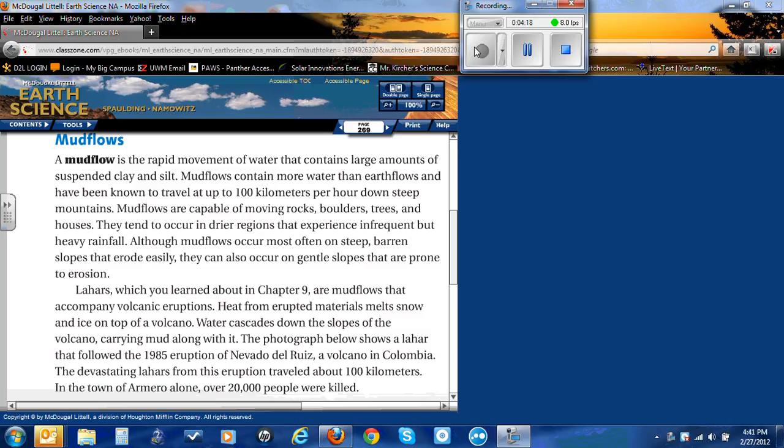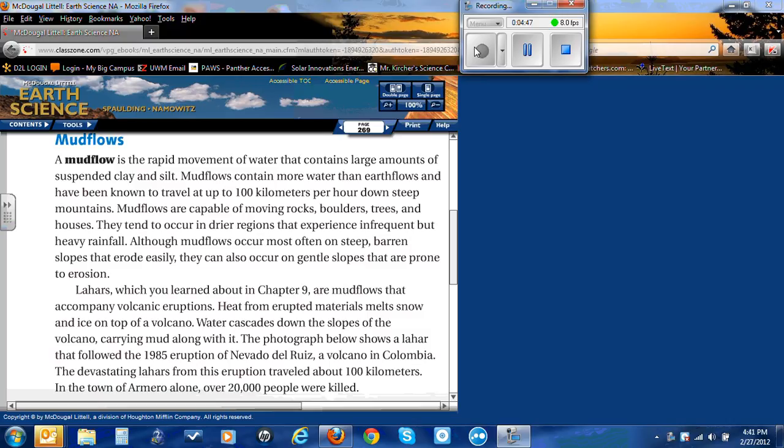Mud flows. A mud flow is a rapid movement of water that contains large amounts of suspended clay and silt. Mud flows contain more water than earth flows and have been known to travel at up to 100 kilometers per hour down steep mountains. Mud flows are capable of moving rocks, boulders, trees, and houses. They tend to occur in drier regions that experience infrequent but heavy rainfall.